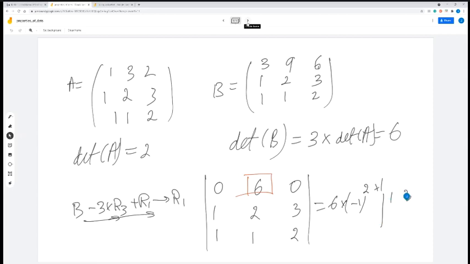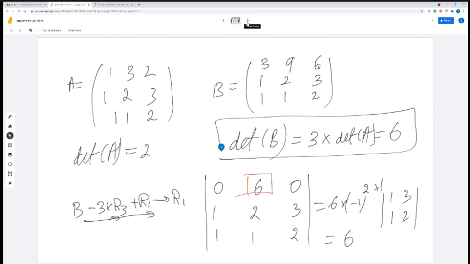So it will be 1, 3, 1, 2, right? And if you do it, you will get exactly the 6. You see, this way is much easier, of course. Once you know the determinant of A, using this property makes your life much easier.